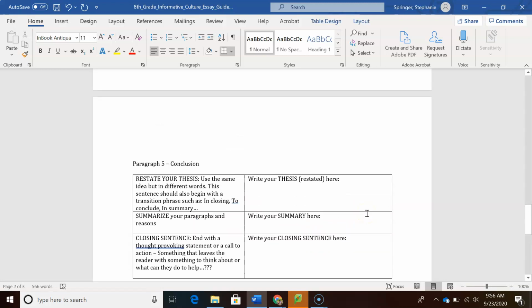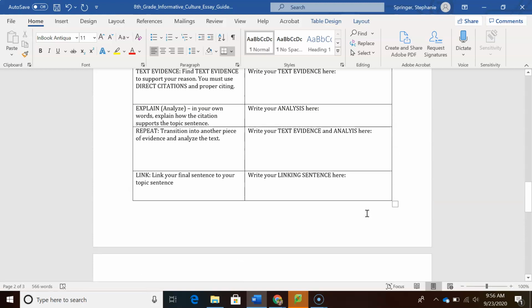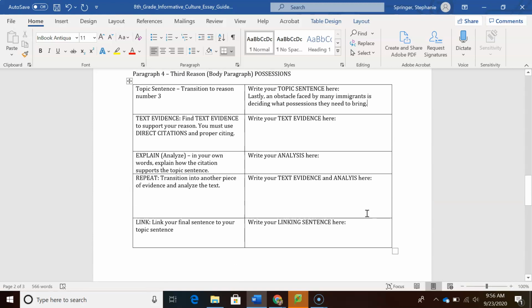Please use this graphic organizer. Please complete it. It is due on Friday. It is worth 25 points. If you do the graphic organizer correctly, you should have no problem starting your essay tomorrow. We will start the essay tomorrow and finish it on Friday. Both the essay in its completion and the graphic organizer is due on Friday. If you have any questions, comments, or concerns, please do not hesitate to contact me.